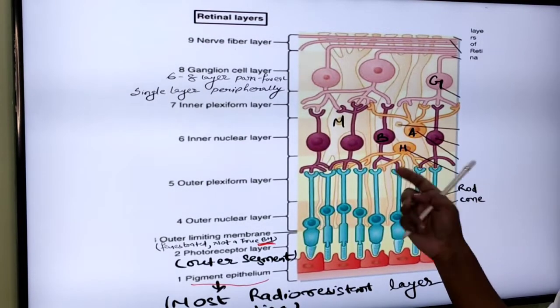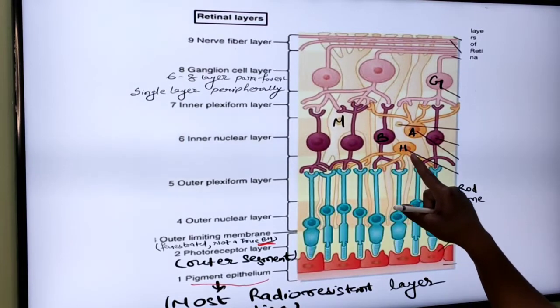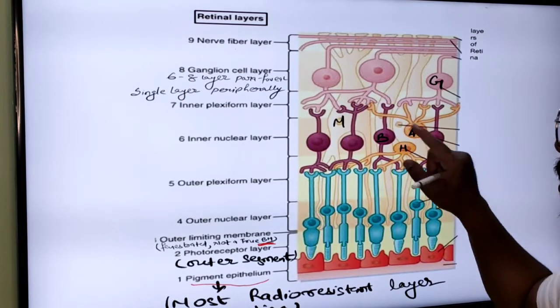And what is the horizontal cell doing here? They are giving lateral sides, and that's why they cause lateral innervation. This is the function of the horizontal cell.